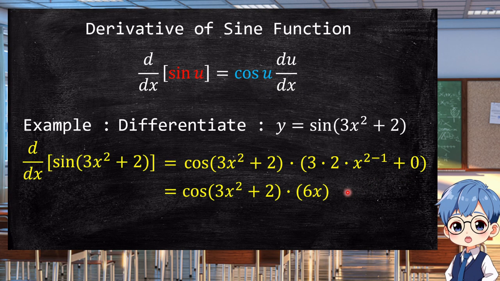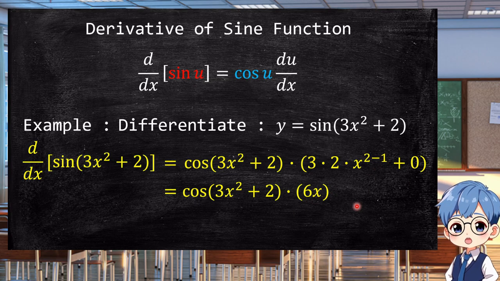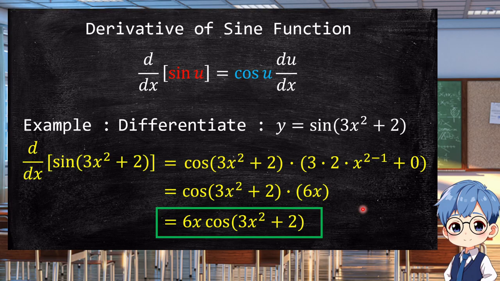So we simplify. We have cosine of 3x² plus 2 times, so 3 times 2, x to the power of 2 minus 1 is 6x. Then of course we disregard 0. And then be careful, do not multiply 6x to 3x² plus 2 because this is an input value, an angle in this scenario. So we just rewrite this one. We put 6x at the leftmost part, and hence the final answer is 6x cosine of 3x² plus 2.